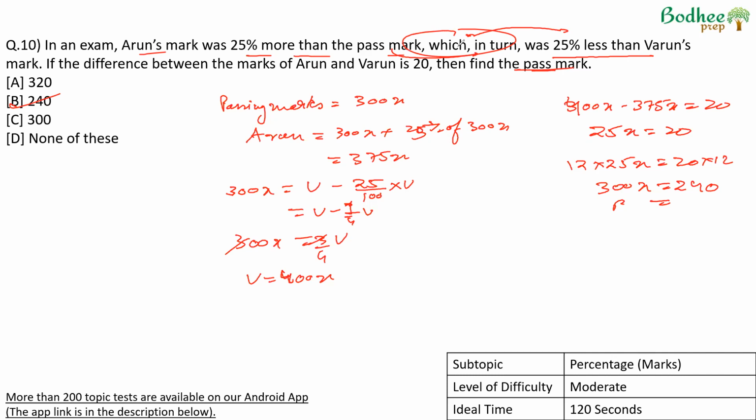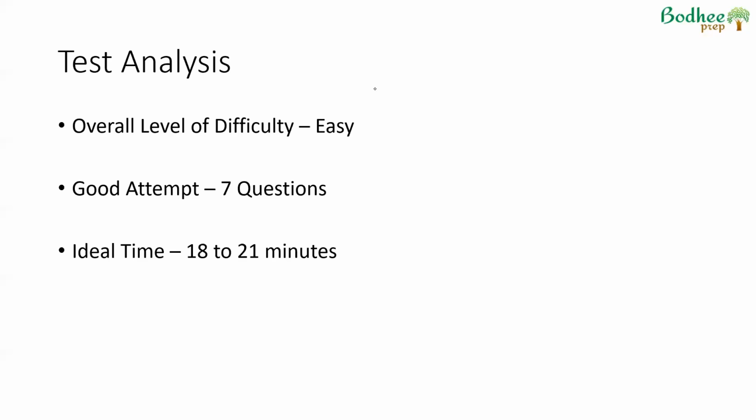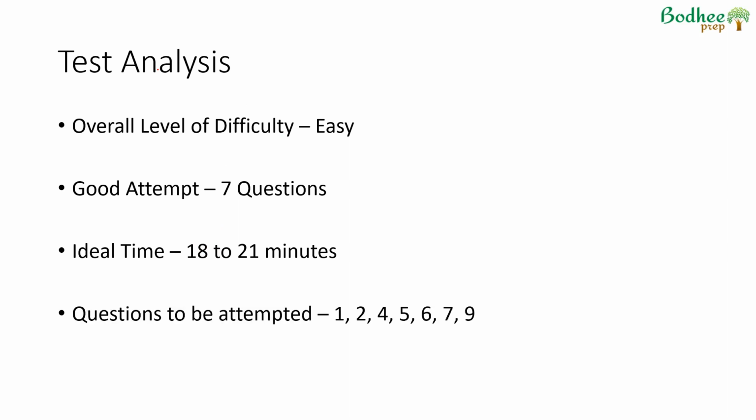If we talk about the overall level of difficulty of the test, as I said initially, overall the level of test was easy. About 7 questions could be solved for a 95 percentile, and time taken should be about 18 to 21 minutes. Which questions would I look at in the examination? These are questions which I will always do irrespective of the kind of numbers that show up. For me, it will be 1, 2, 4, 5, 6, 7, 9.